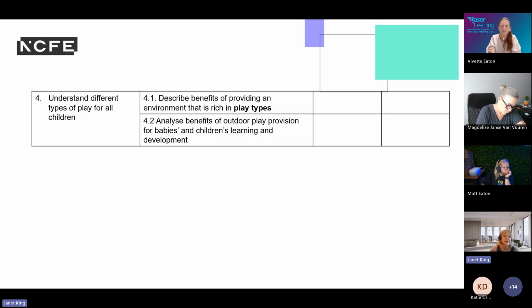How agile are you? Do you stick to what you've planned, or are you able to go with the flow? Do you find it challenging to switch from one thing to the other? Are you spontaneous and a real rich advocate for play, or honestly, do you find that difficult? So there are lots of things that you can discuss when you're talking about the benefits of providing an environment rich in play.